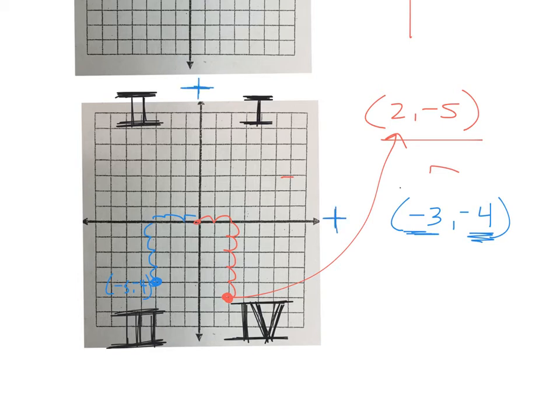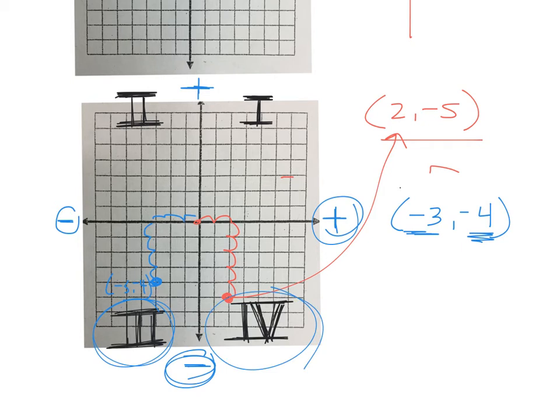Positive, positive, negative, negative, right? So if it's a double negative, right, here and here, you end up in quadrant 3. If it's positive and negative, you end up in quadrant 4, okay? So just keep those in mind as you go. Any questions on any of that?